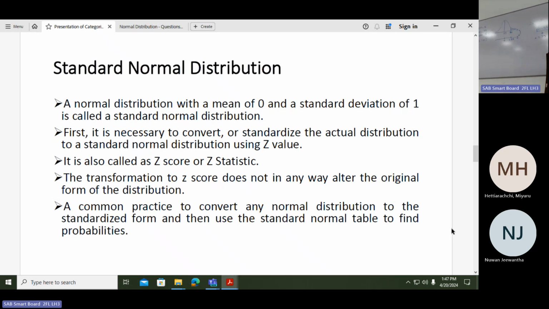Then find out 1.2. We find out the first column. The second decimal place is 5. Then 0.05 we found in the first row. Then what is the value here? 0.3944. That is the probability value. But this table always we get the probability value 0 to this one. Okay, then 0.3944. That is the probability value 0 to 1.25. It means this area.